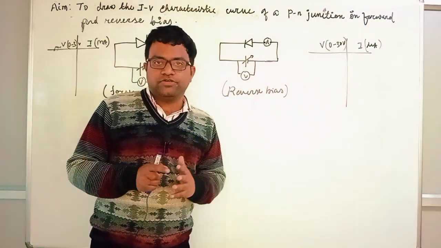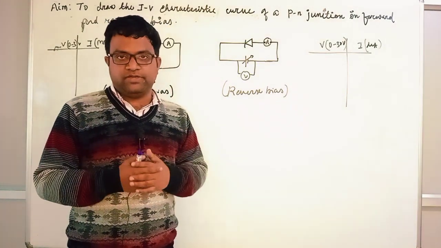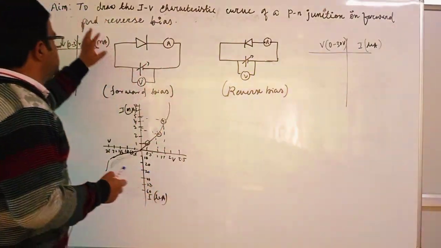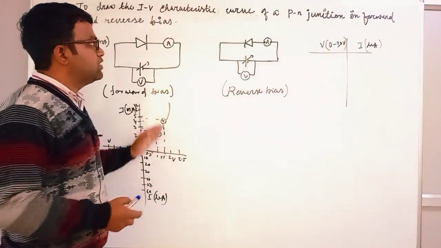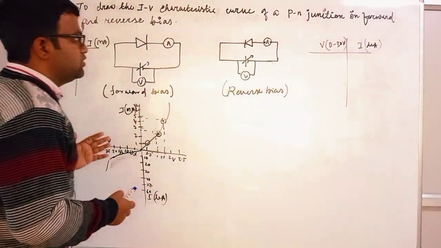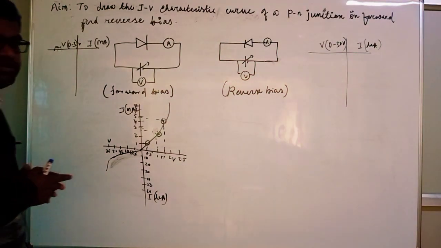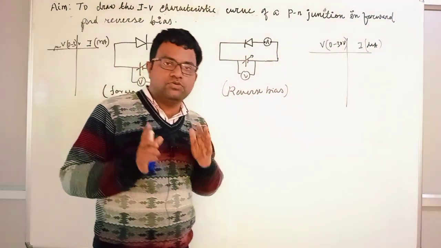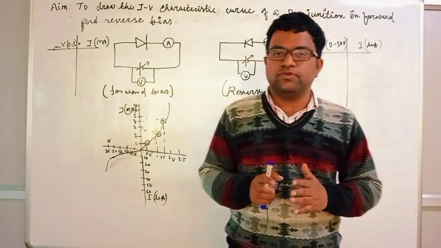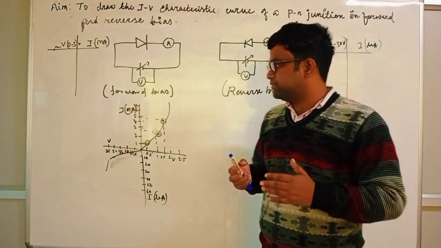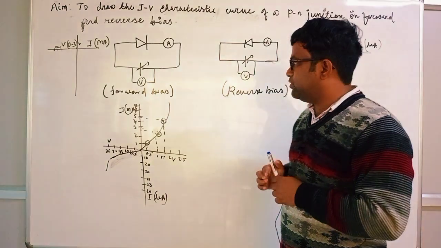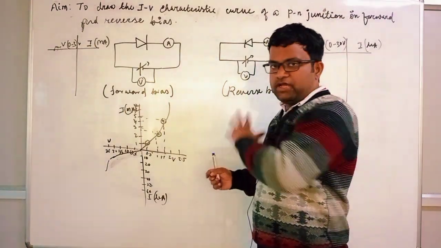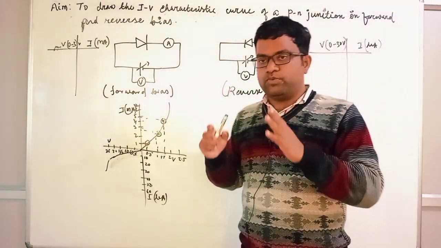So today in this video we'll do an experiment, that is to draw the IV characteristic curve of a PN junction diode in forward and reverse bias condition. You know what a forward bias and a reverse bias condition is from the theory. Now briefly let me explain what is forward bias and what is reverse bias. First I'll explain the concept and what to do.